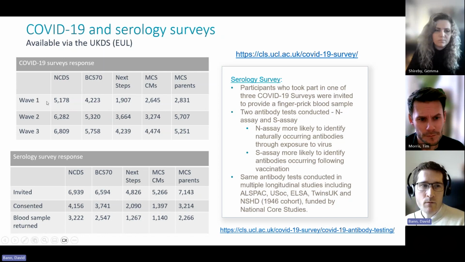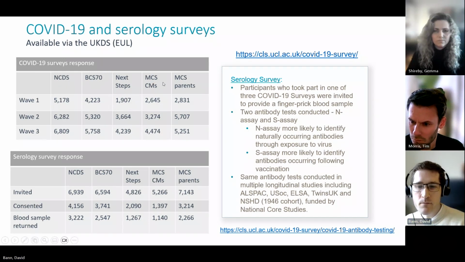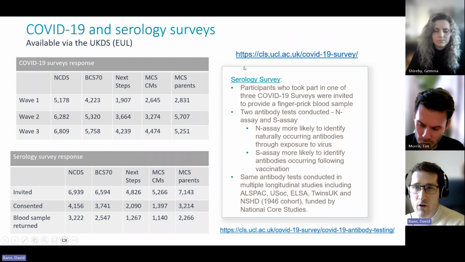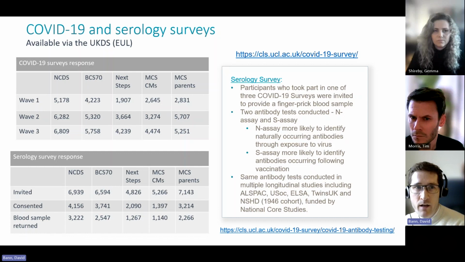We have three data collections that took place in succession during the COVID pandemic. We used a harmonized questionnaire for each of the different cohorts that we run. We also have serology data collected as part of this. Please see our website for more information. These data, like all of our data shown previously, is available for free on the UK Data Service.